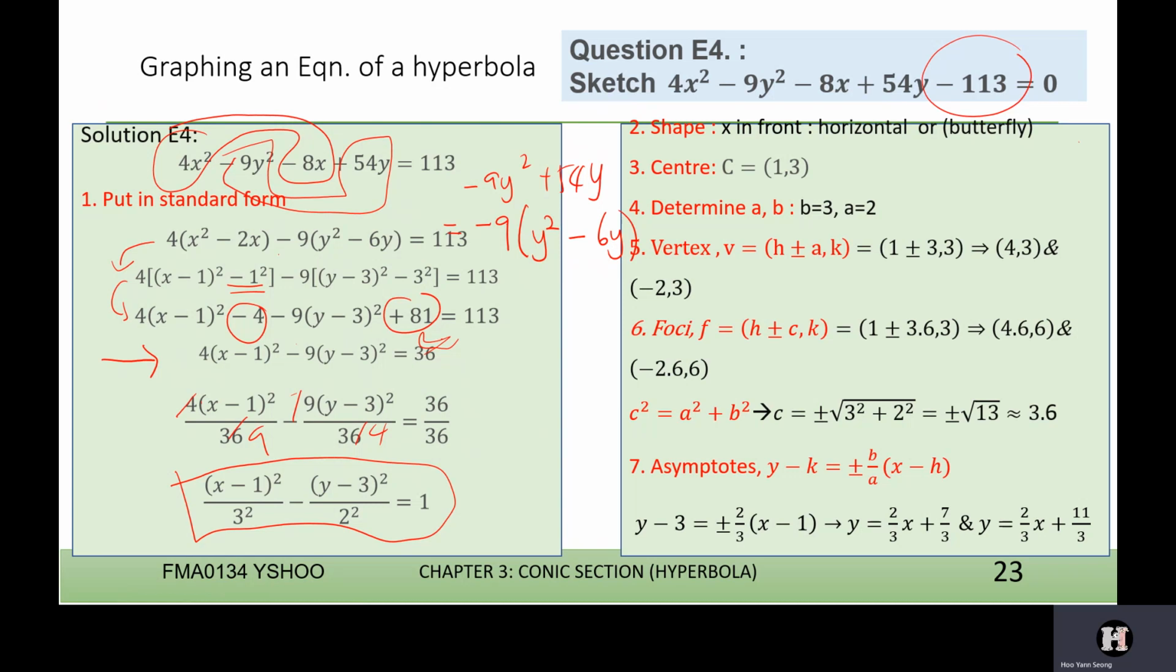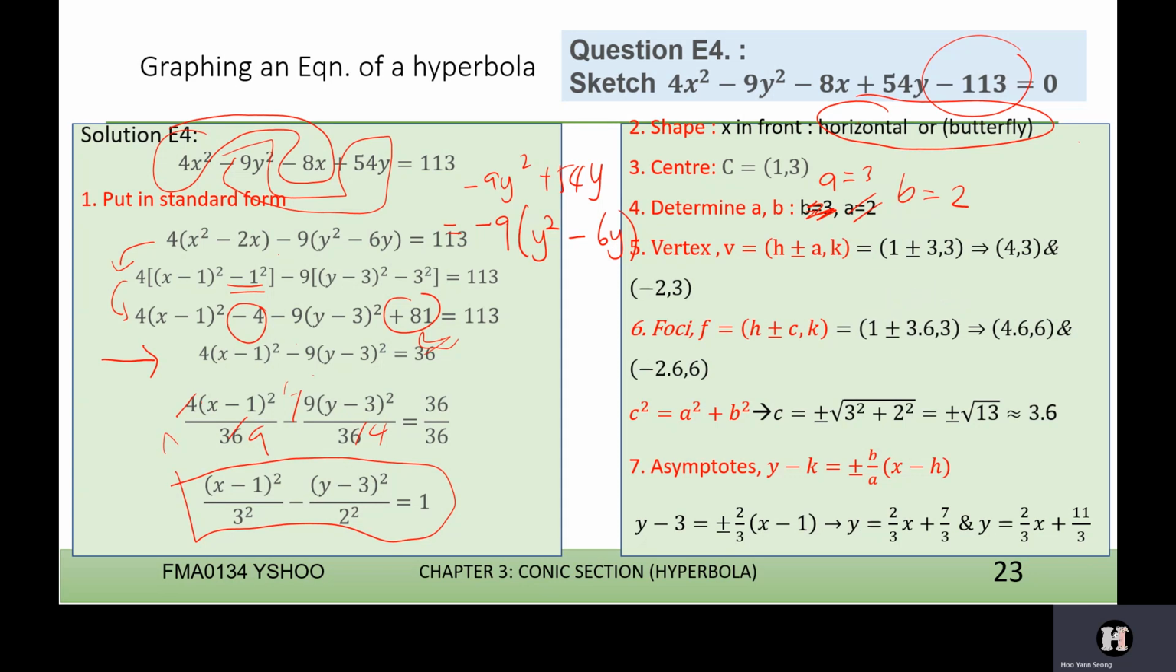Now since we are already in our standard form, you can say that since our x is in front, it is horizontal, left and right, or we say it is a butterfly. When we look at the location, the coordinate following our x is 1, this one is 3, so our center is (1, 3). The number below our x is 3, and below our y is 2, so a is 3 and b is 2.